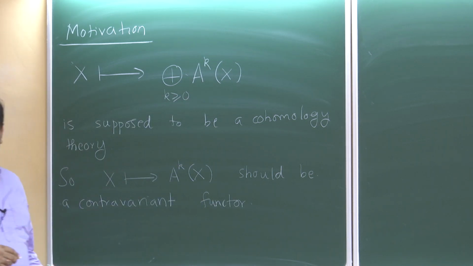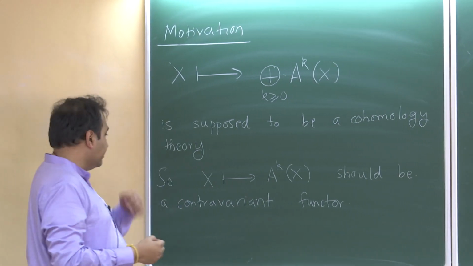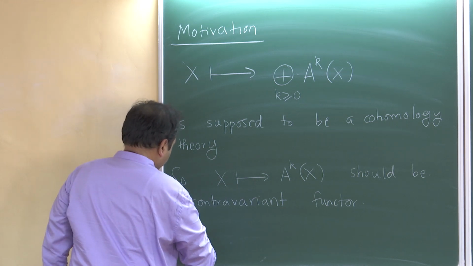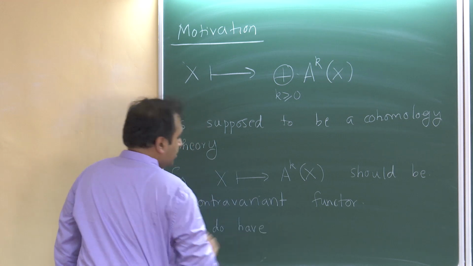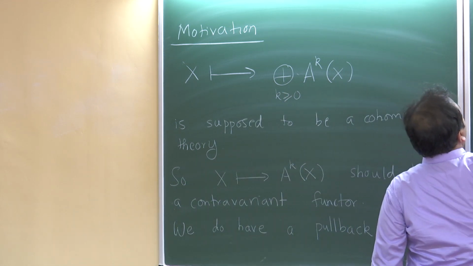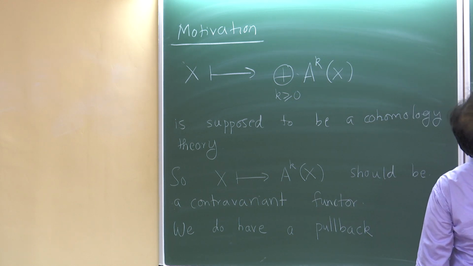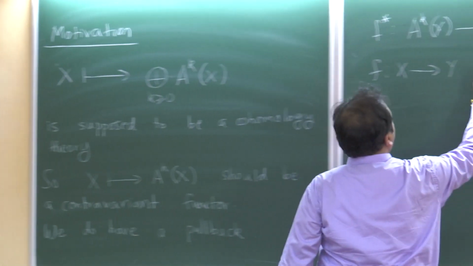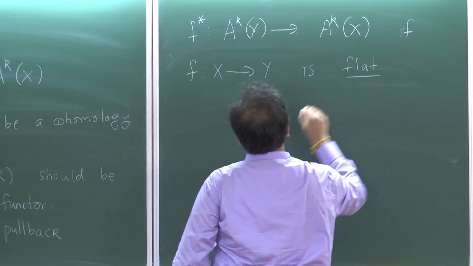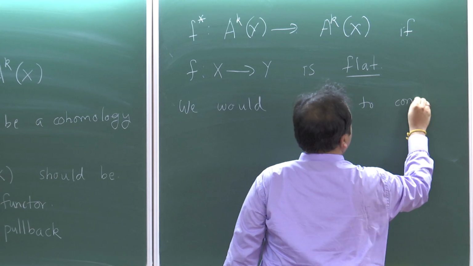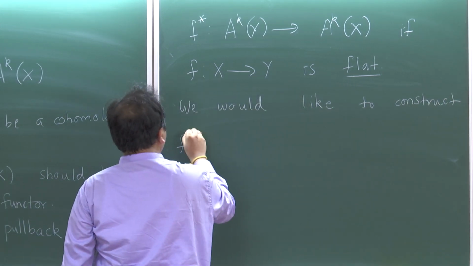What this means is that given a morphism of varieties, we should be able to do a pullback. So far, I think we haven't actually gotten to that point in this workshop yet, but we do have a pullback, something like this: f upper star from A_k(Y) to A_k(X) if f from X to Y is flat, but we would like to construct f upper star for a more general class.